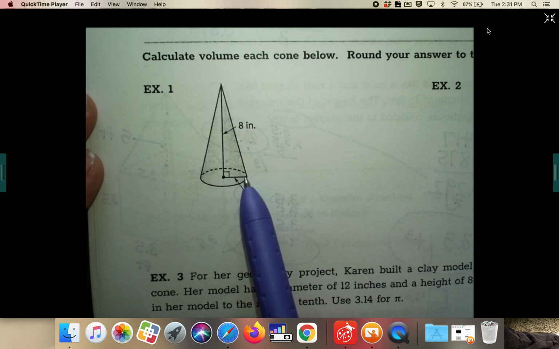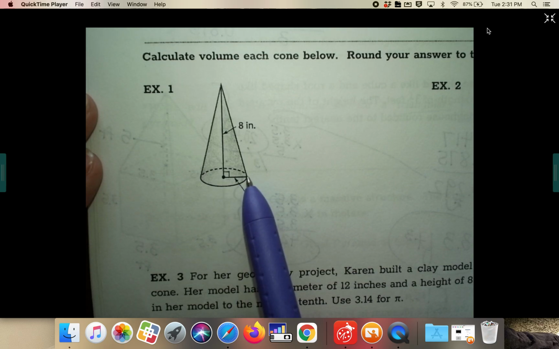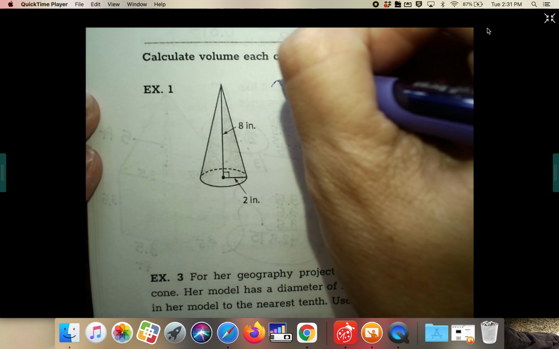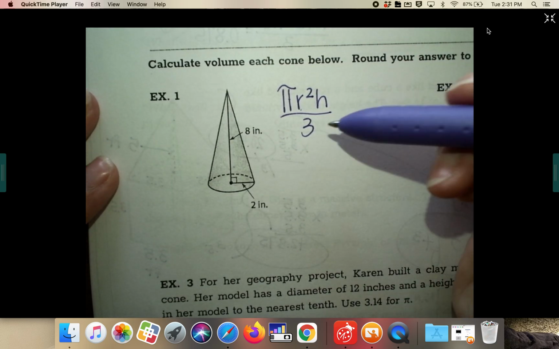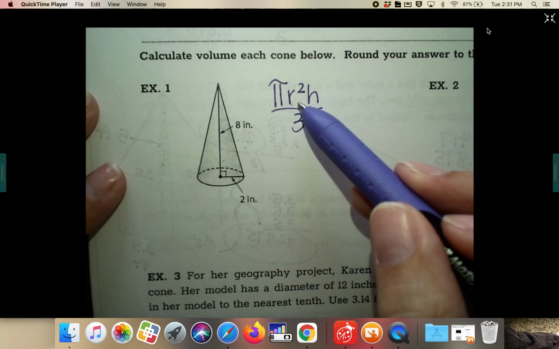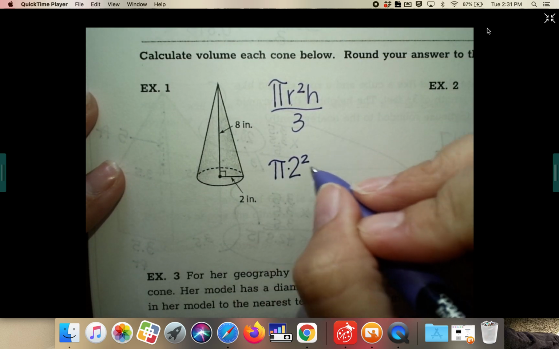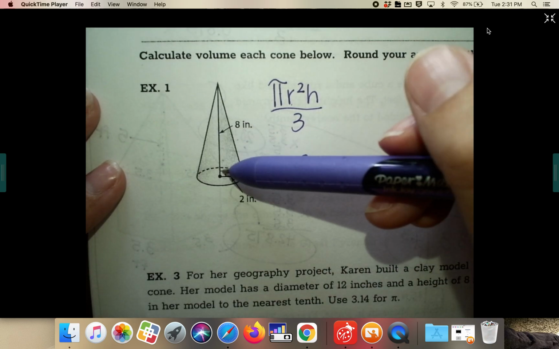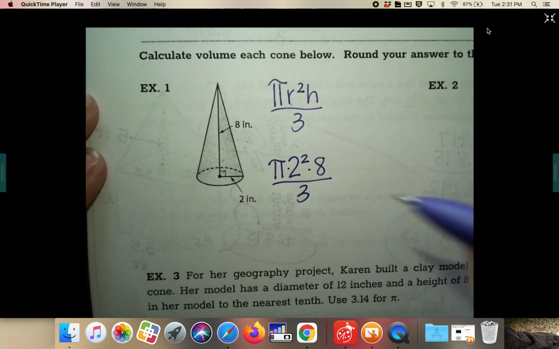Our radius, just a quick reminder, is only halfway across the circle. If it gives you the whole diameter, you will have to cut it in half to find the r. The radius is only half. In this case, it gives us the radius, which is 2. Let me write the formula out here again so you can see it: pi r squared times height divided by 3. So our radius is 2. Instead of r for radius, I'm going to put 2 squared times pi, times the height, which it tells us right here is 8. So that's going to be our 8, and then we're going to divide the whole thing by 3.